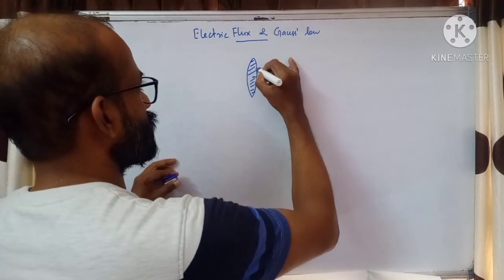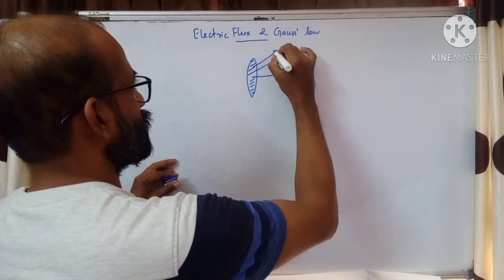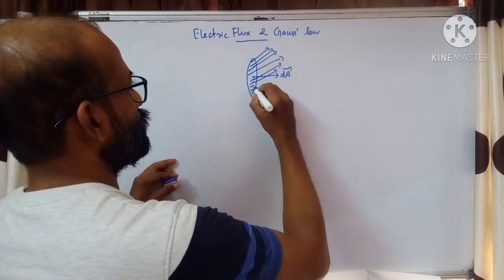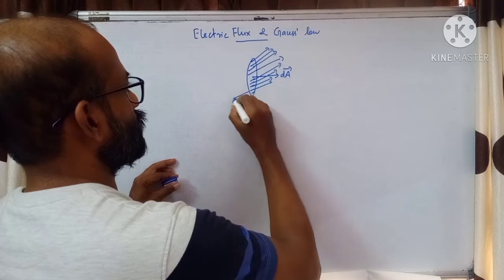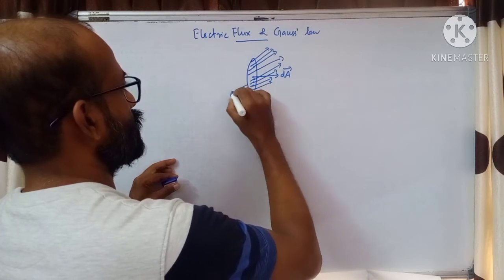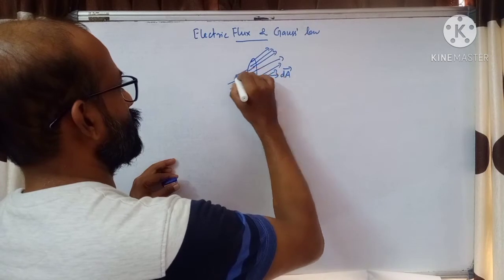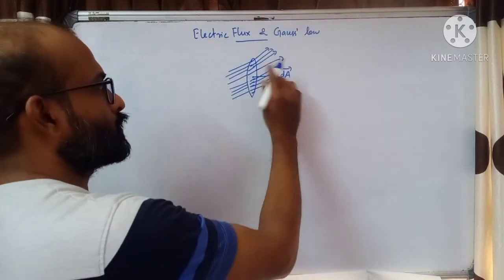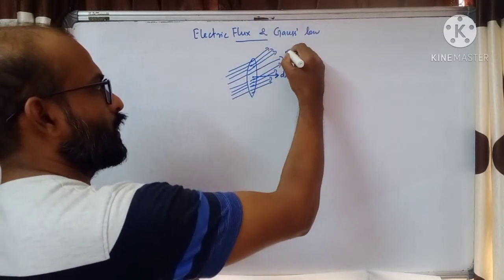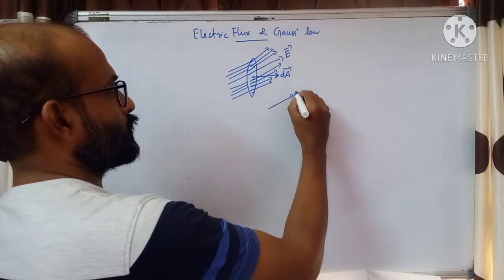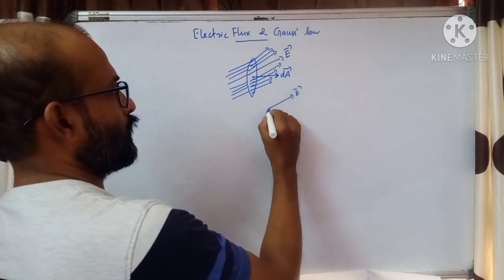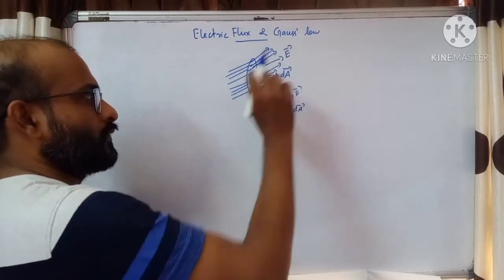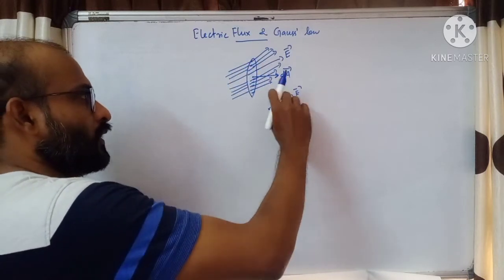These are the electric field lines, uniform electric field lines passing like this. These are the electric field lines passing through this area, in this direction. This is the area vector. What is the area vector? This is the directional electric field, and this is the area vector, dA vector. Through this circular area, the field lines are passing.